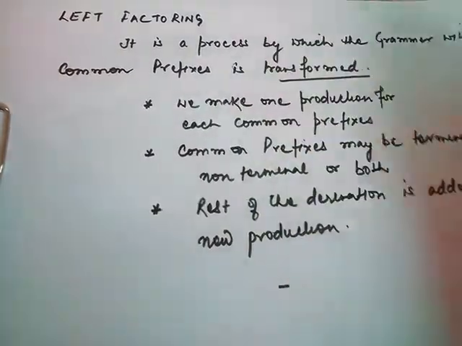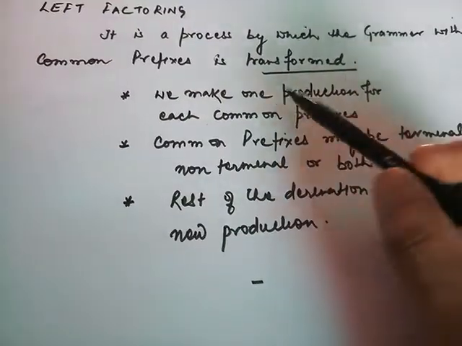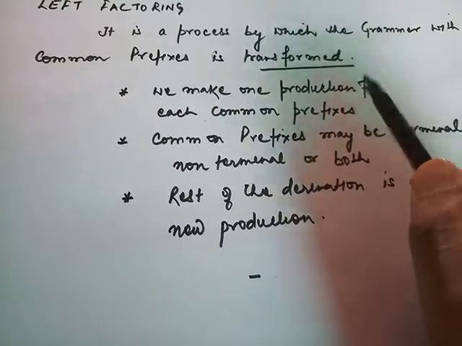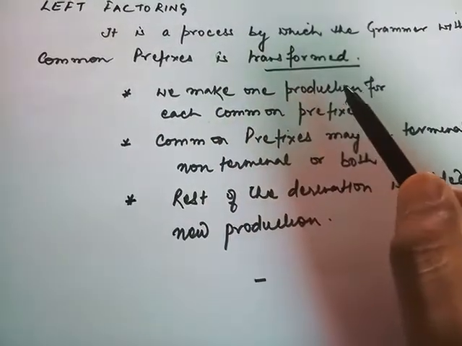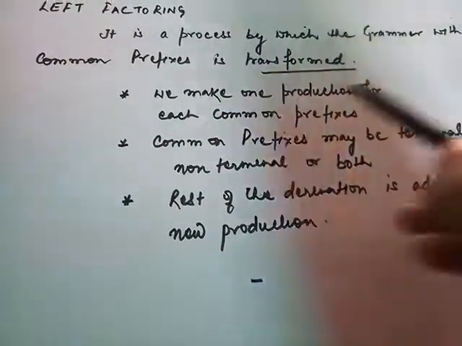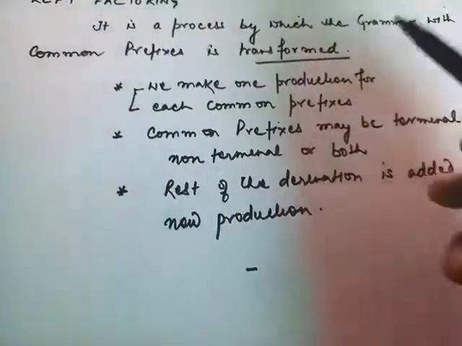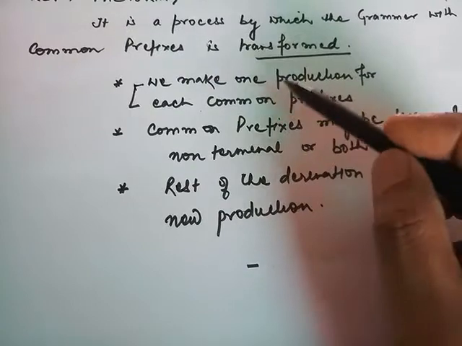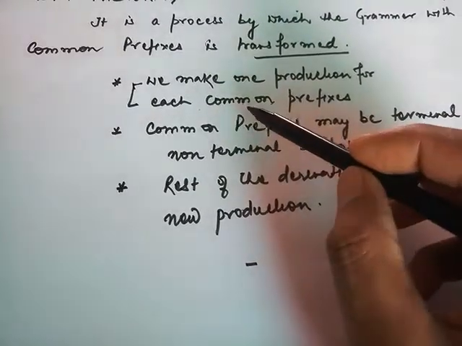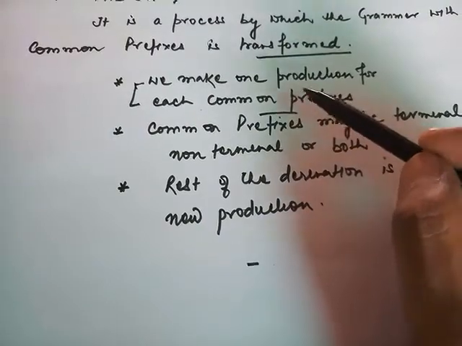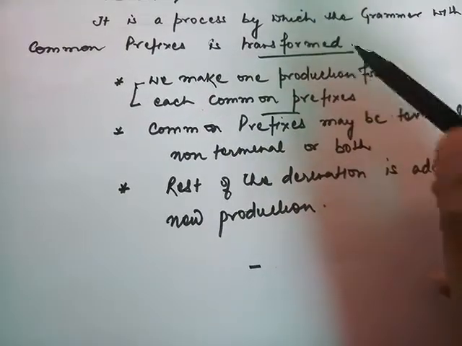And how to do this? Just see a simple one. First of all, we make one production for each common prefix. Just remember that first we have to find out the common prefixes, and for all the productions which have common prefixes we have to convert them into a single prefix production.